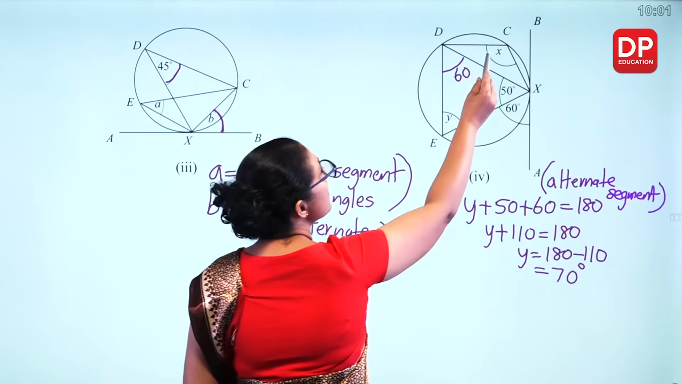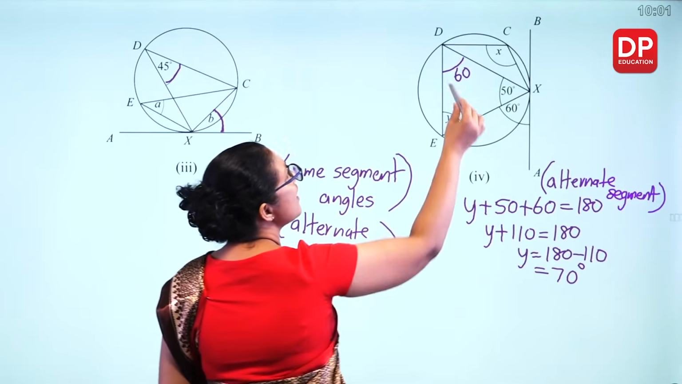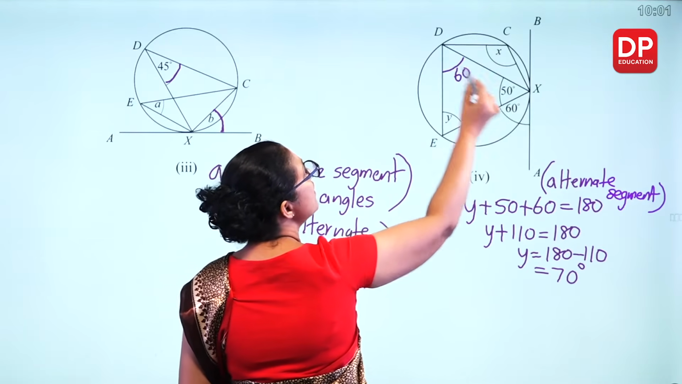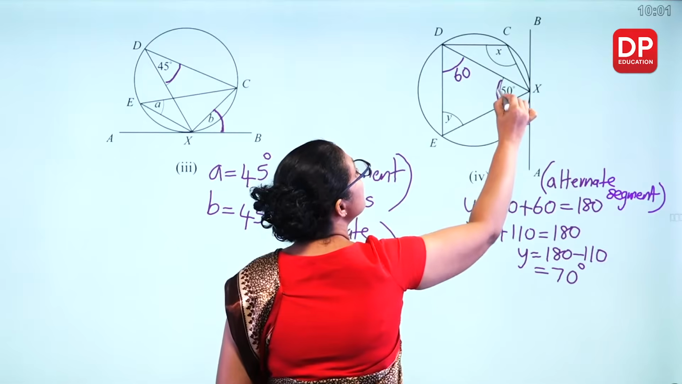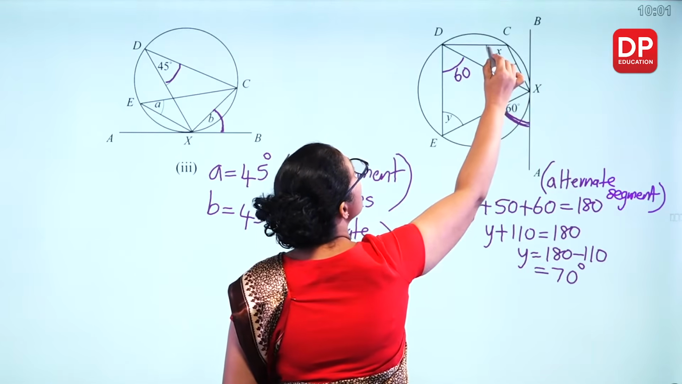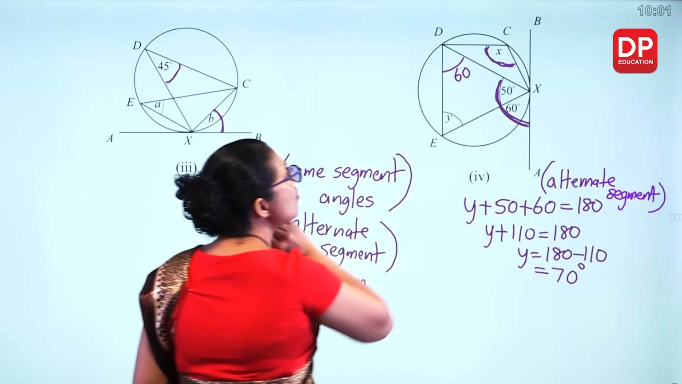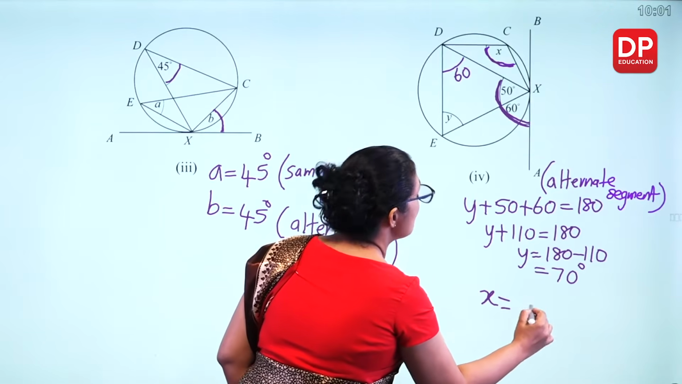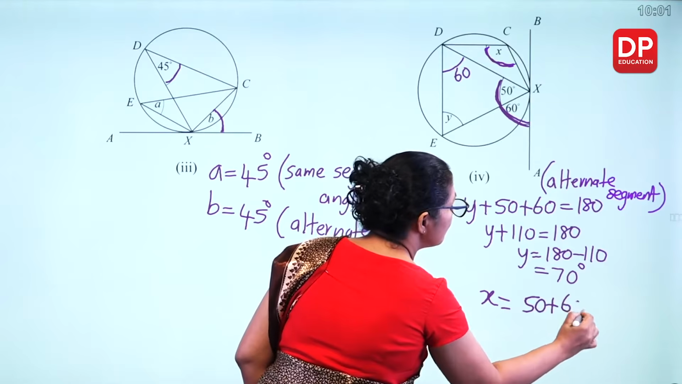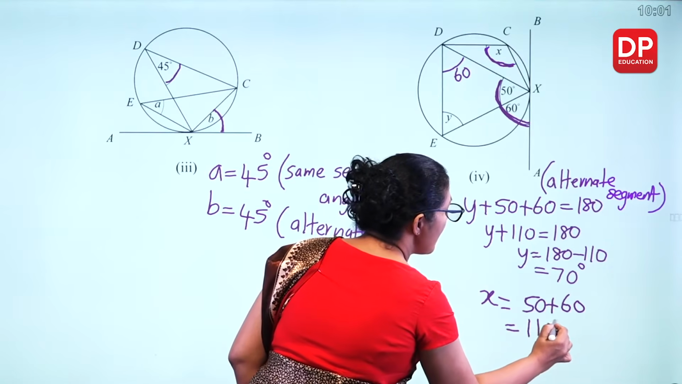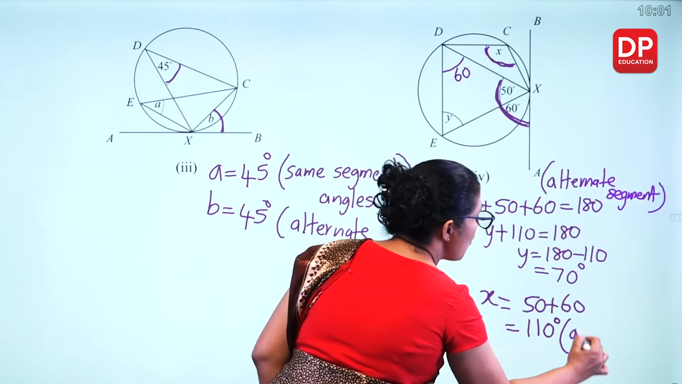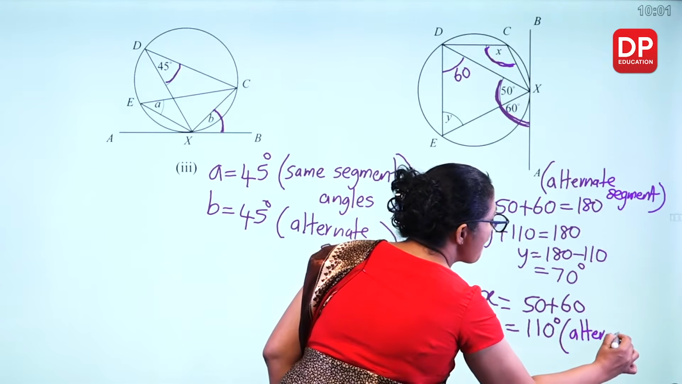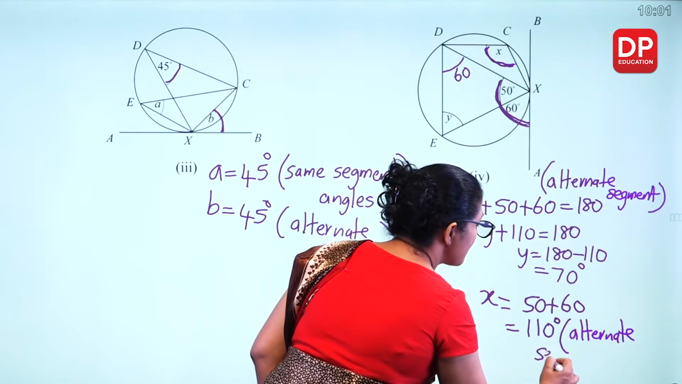Then what is X? X is this one. Look at carefully the DX chord. This angle is same as this angle according to alternate segment theorem. So what is X? 50 plus 60, 110, because of alternate segment theorem.